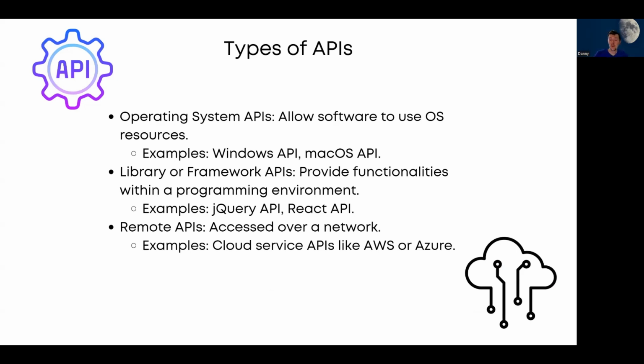You have library or framework APIs. These provide functionalities within a programming environment. So think of the jQuery API or the React API. And then you have remote APIs, which are accessed over a network. Some examples of these are cloud services like AWS or Azure.